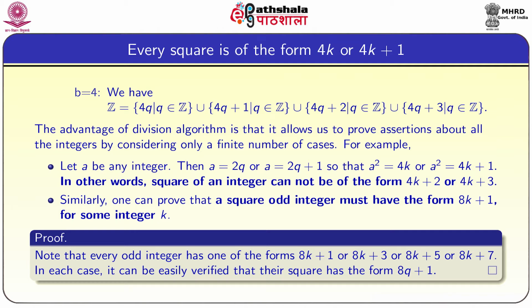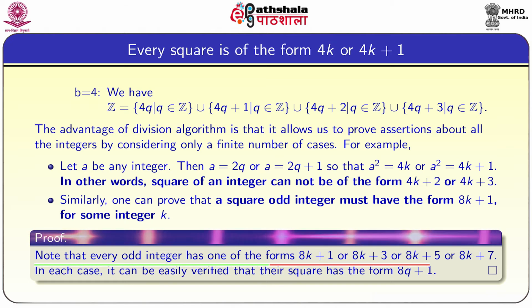So, I want to see the properties of an odd integer which is also square, then it is sufficient to look at only the integers of the form 8k plus 1. So, before going to that, first we will prove that every odd square integer is of the form 8k plus 1. So, the proof is very simple.